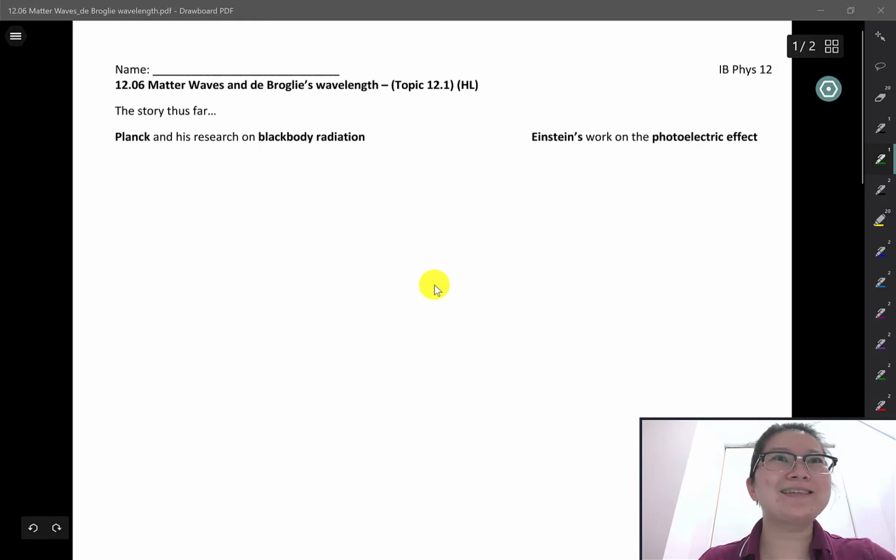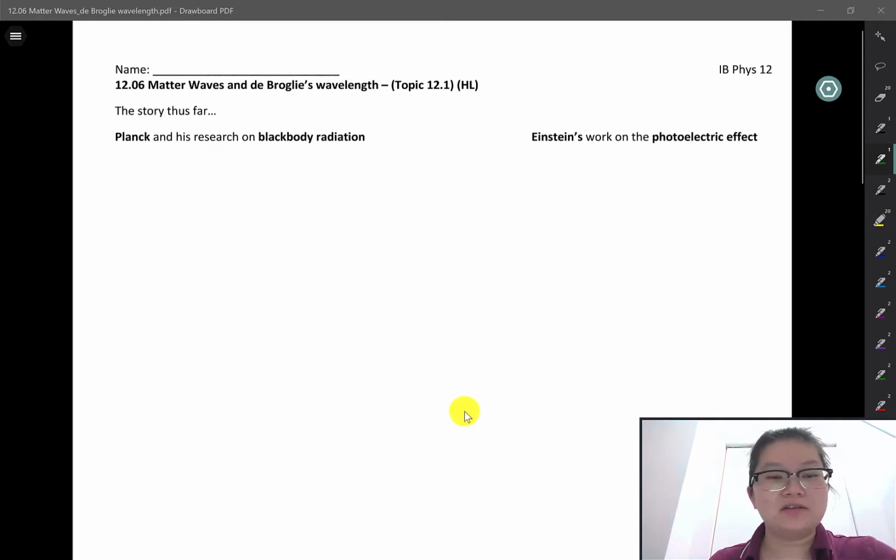It's one of those things that's not in your data booklet, and it pops up in a question here and there, and it's just bothering me. So I want to give you some heads up on that one. And also, it ties very nicely into our next topic, which is de Broglie's wavelength. De Broglie! Yes, that's how you pronounce that.